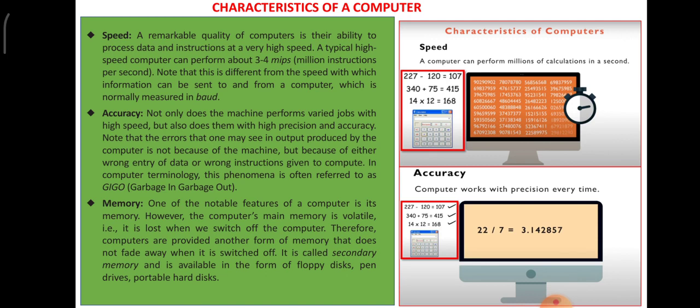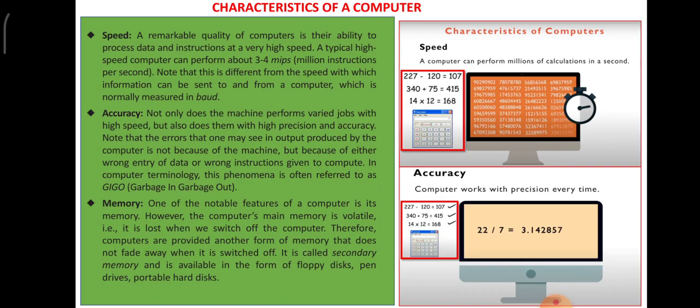But what is MIPS? MIPS is million instructions per second. Per second, how many instructions can be performed? That is called the MIPS. But baud is different. Baud is nothing but the information that is going in and coming out from the computer. On the right hand side, I have clearly given you an example of speed.